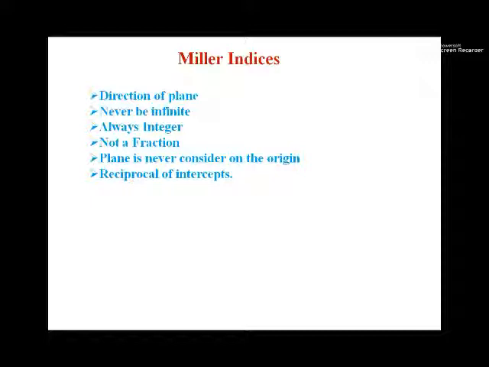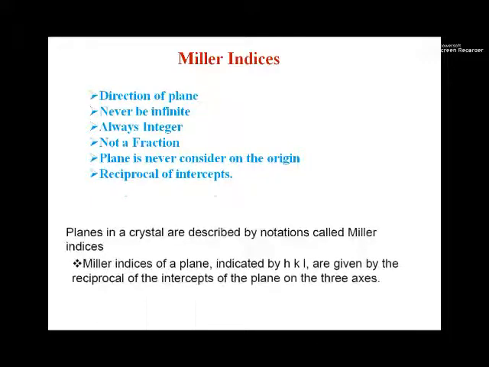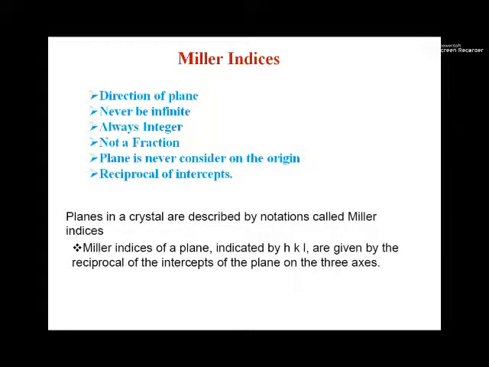It never becomes a fraction. The plane never considers the origin. You never consider a plane which passes through the origin for calculation of the Miller indices. And the last part, you have to choose the reciprocal of the intercept, and then the planes described in the crystal are denoted by these Miller indices, and this is given by hkl.